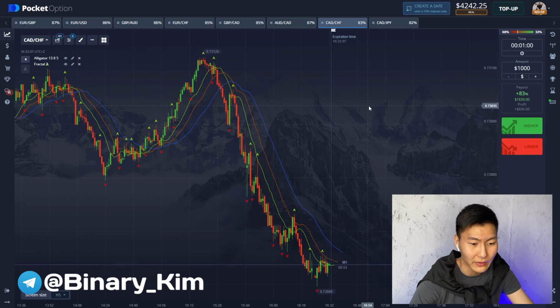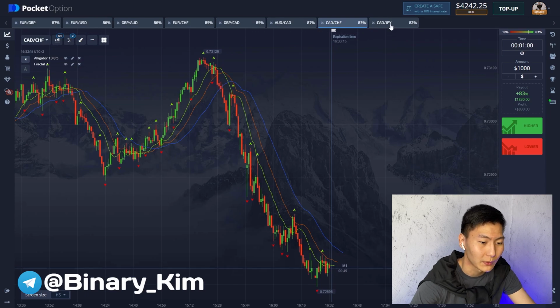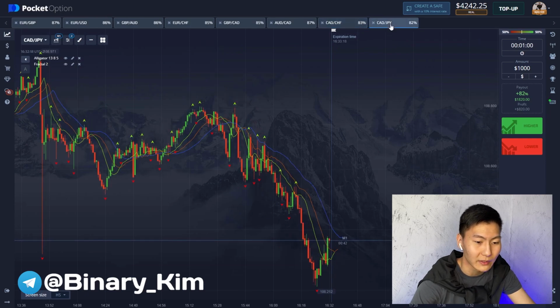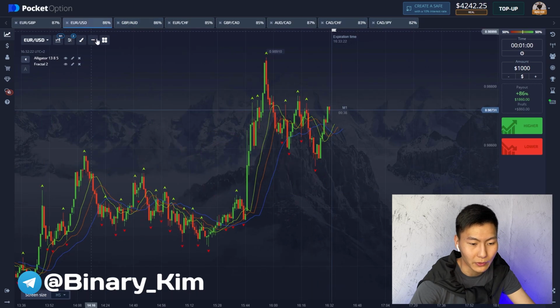Let's pick the indicators. Let's take the Alligator and Fractal. We are gonna play with the trend. We trade on a 1 minute time frame for the maximum deposit amount. So let's get down to trading and find the better currency pair. We are interested in the most profitable payout rate.